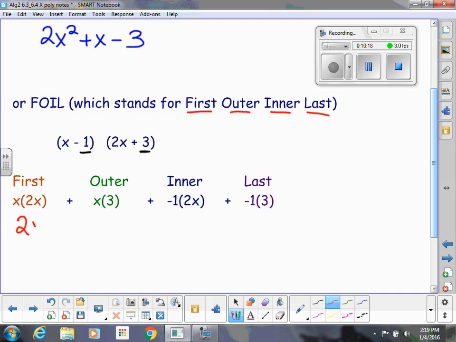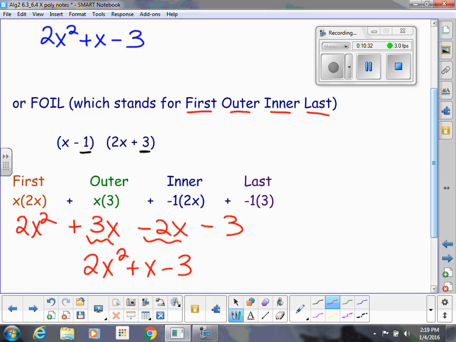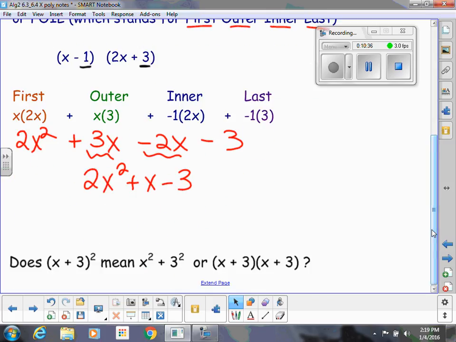So I would get 2x squared plus 3x minus 2x minus 3, just like what we did up there. And then I would combine these like terms and get the same exact answer. All right, so either way, whether you think of it as distributing or FOIL, that's how we do that.